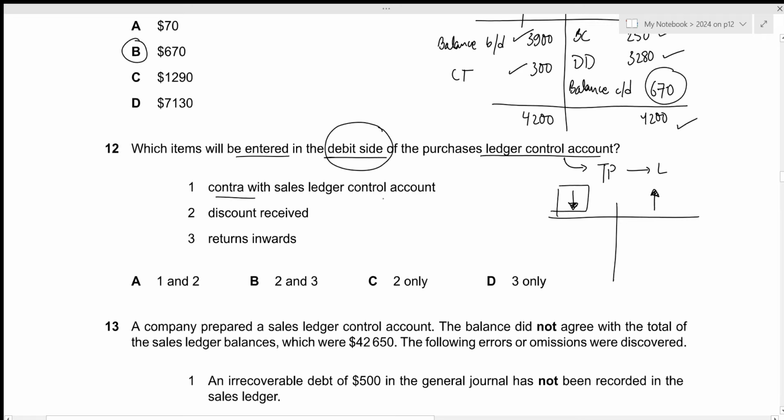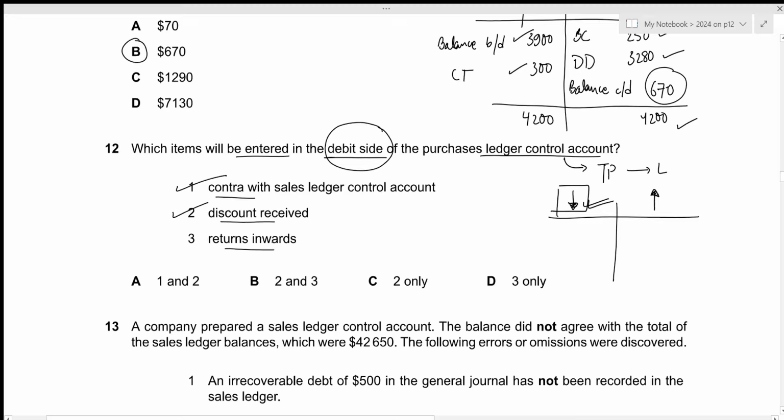The first one is contra with sales ledger control account. Contra means that we no longer have to pay the money because the supplier is also a customer. So instead of paying back and forth, we are just cancelling the amount. That will definitely decrease our trade payables. So that's true. Second one is discount received. If we have received some sort of discount, it means that the amount that we have to pay will be reduced as well. So again, we are looking at reduction in trade payables, so that is true as well.